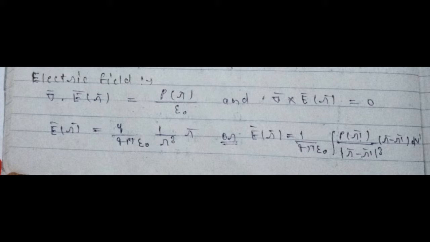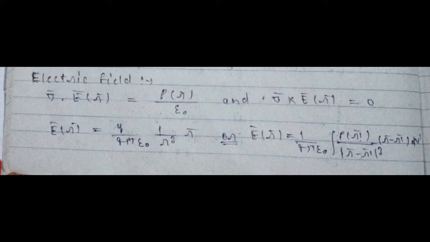We have seen that the electric field satisfies the equations that its divergence at any point is related to the charge density at that point, and the curl of E is always 0.